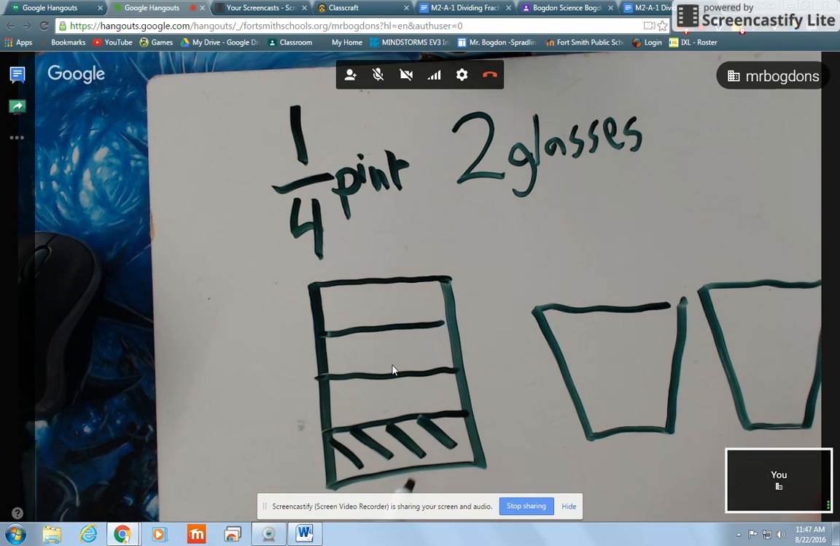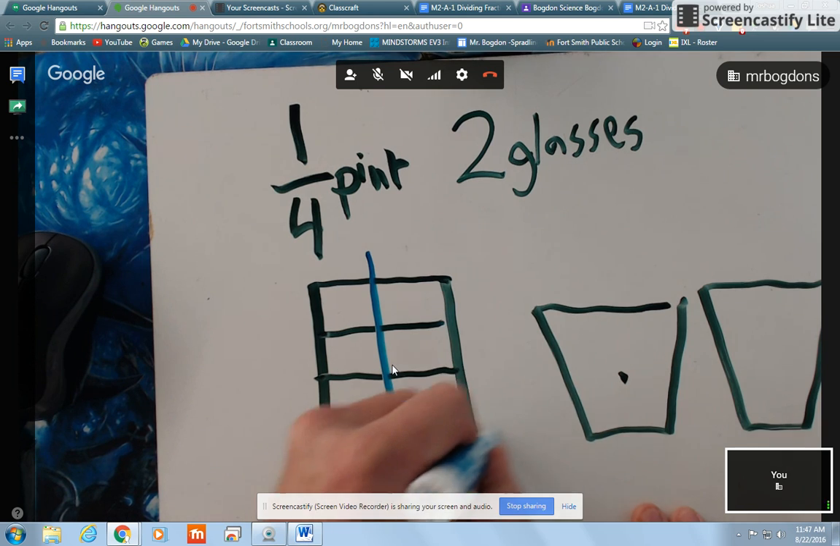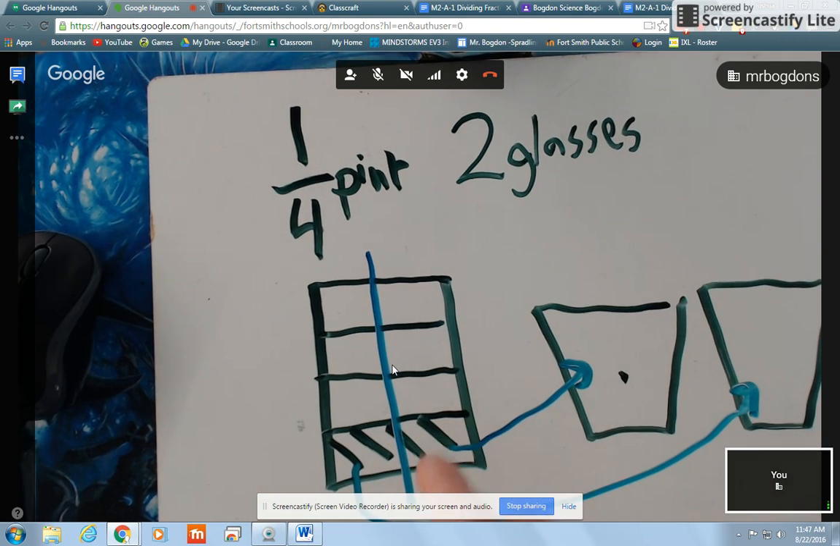Yep. So I know that this one piece here, half of it needs to go in this glass, half of it needs to go in that glass. What's the easiest way to divide something in 2? Just draw a line through half of it, right? So this half is going to go right here, and that half is going to go right here. The question is, what is this amount?